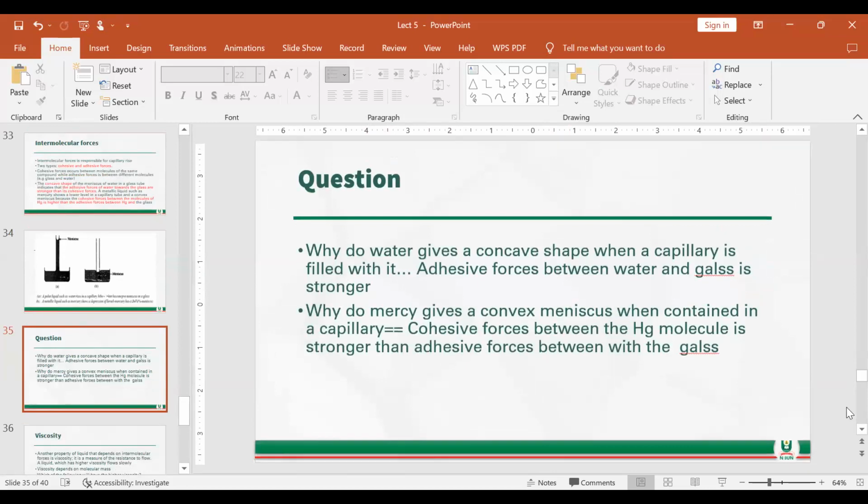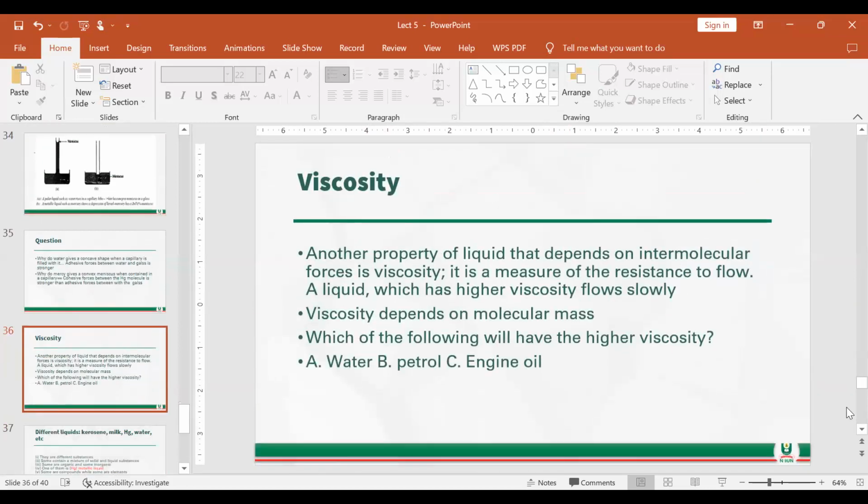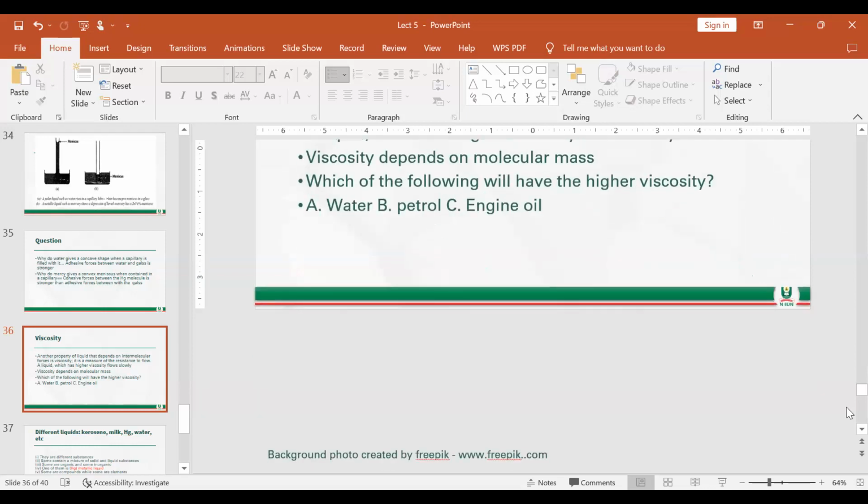So the questions you can try yourself. My time is actually over, so I'm trying to touch everything. So what is viscosity? It's another property of a liquid that has to do with intermolecular force, and it's a measure of the resistance to flow. That means, for instance, if you put water on the table, it can flow, but oil will not flow the same way. So we say that oil is more viscous than water. A molecule with higher molecular mass will have higher viscosity than other molecules.